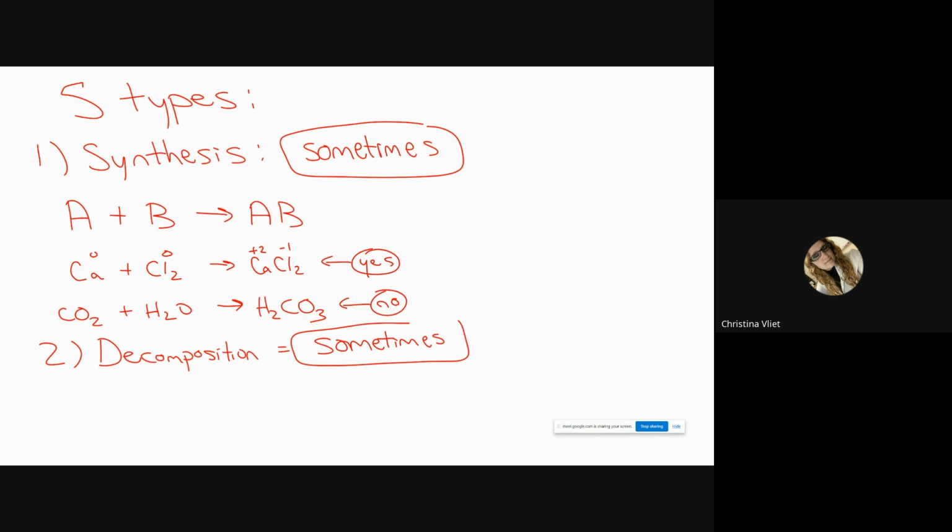What was the third type of reaction we studied? There were 5. What was the third type we studied? Combustion. So combustion is this: CxHy plus O2 goes to CO2 plus H2O. Do you think that is always redox, sometimes redox, or never redox?